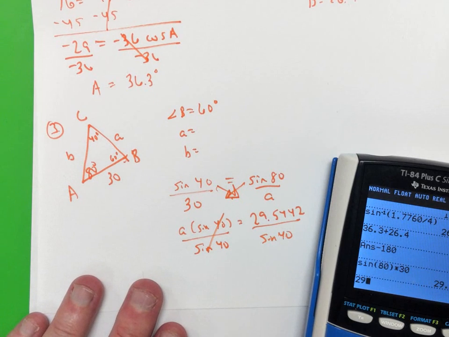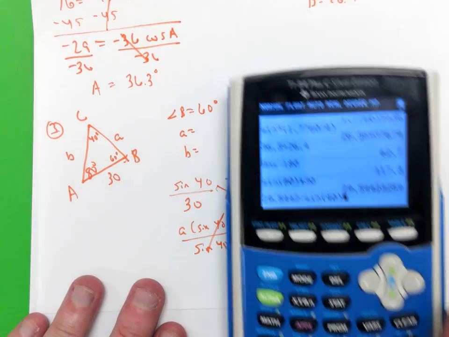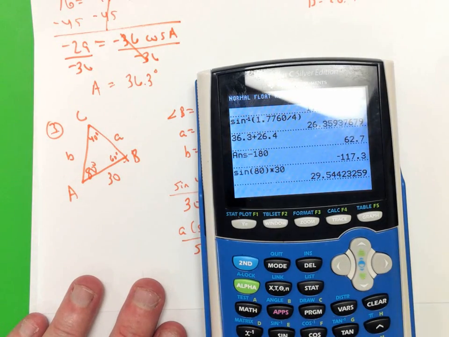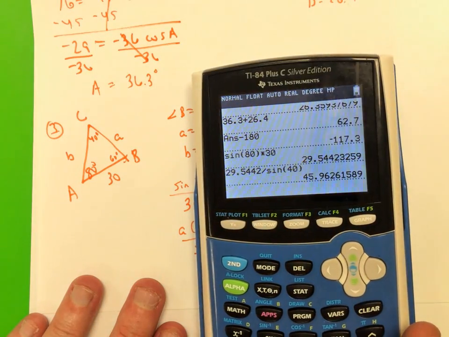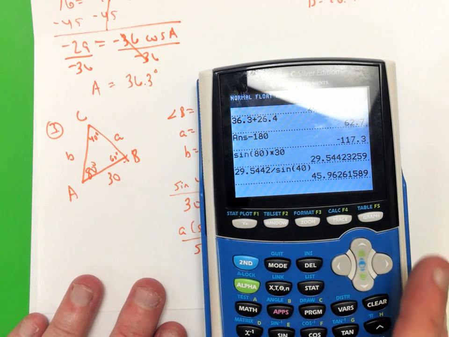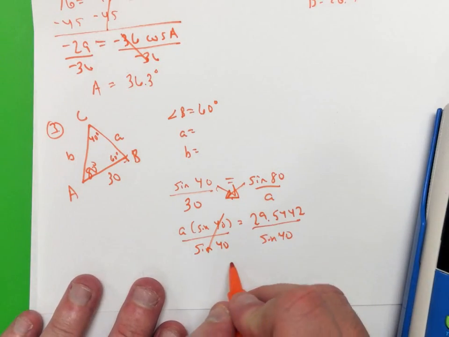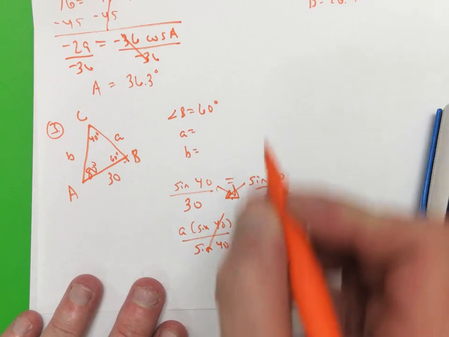So 29.5442 divided by sine of 40. I'm going to make sure you see I've typed that in the calculator. Boom. There you see. Okay. You get 45.96. Well, that 6 rounds that 9 up to 46.0. So A equals 46.0.